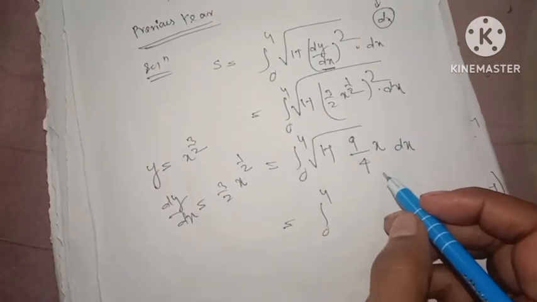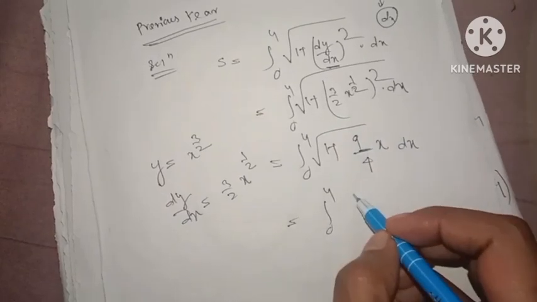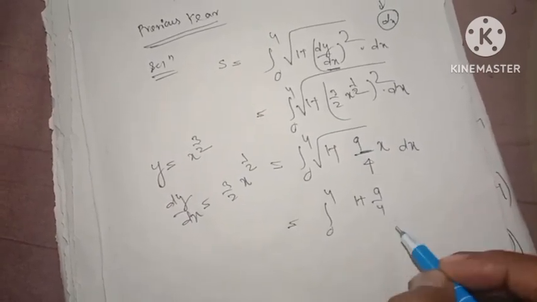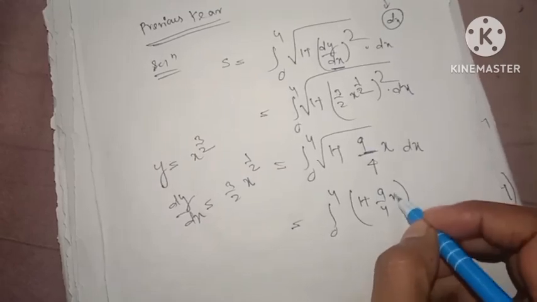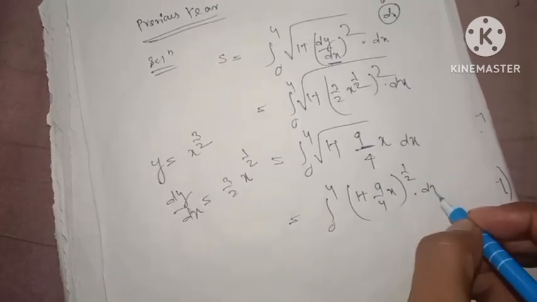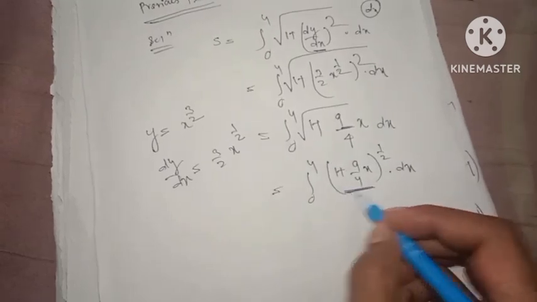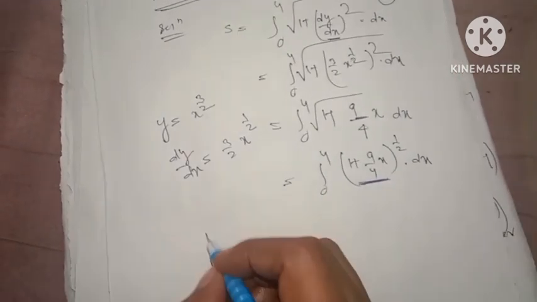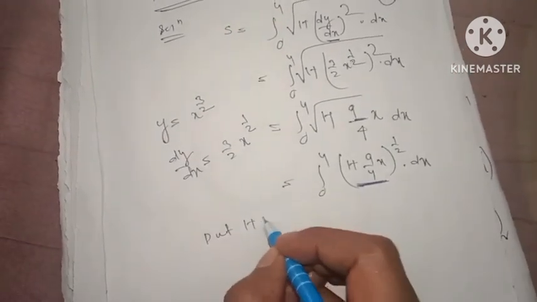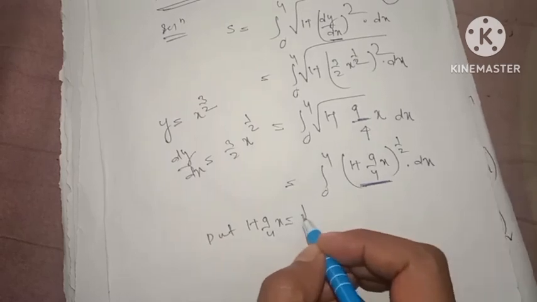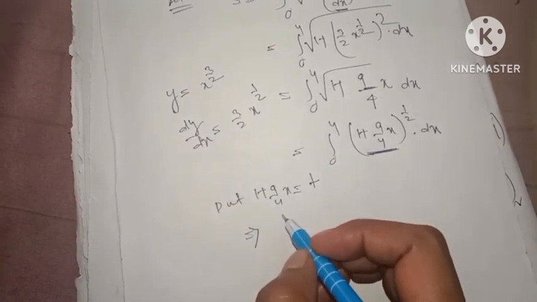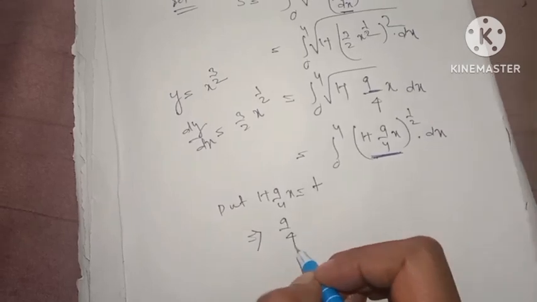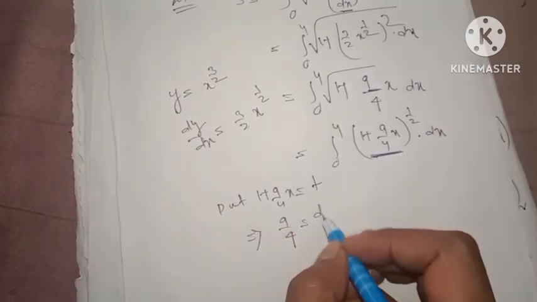So how to solve this integration? I'll write 1 plus 9 over 4 x, whole to the power 1 by 2 with respect to x. So how to solve this integral? Put 1 plus 9 by 4 x equal to t. So the derivative of 1 becomes 0 and of 9 by 4 into x becomes 9 by 4. So x derivative 1, so it is dt over dx.